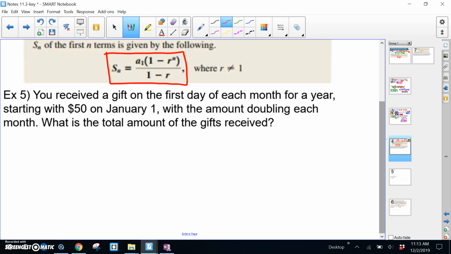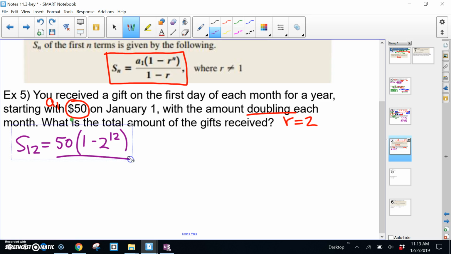So what's the sum? You still need the same pieces of information. You need A1, that's 50. And you need R, in this case that's 2. We're trying to find the sum of the first 12 amounts. So according to that formula, A1 is 50 times 1 minus 2 to the n. Notice it's not n minus 1 this time, it's n, so that's 12, over 1 minus 2.